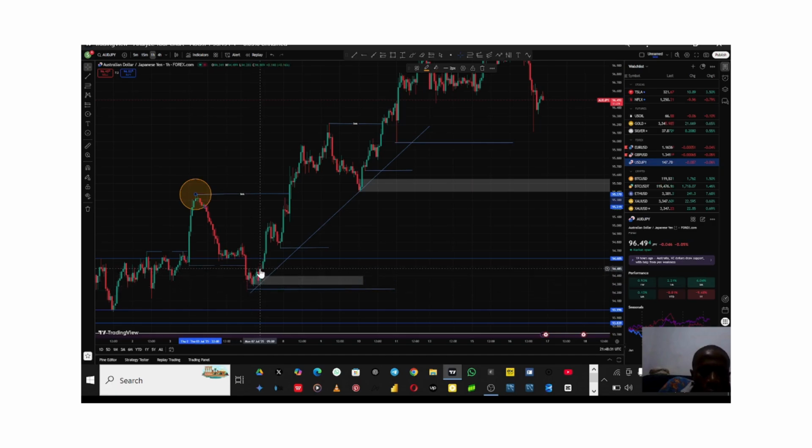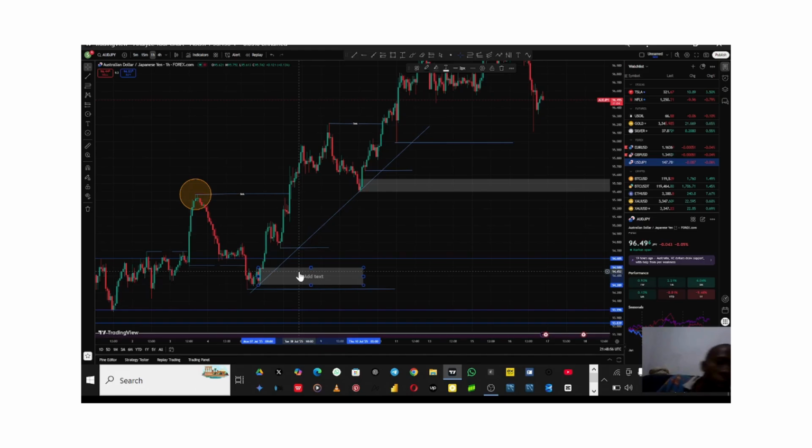And this candle printed a CHOCH. It printed a fair value gap. Yes, printed it here. So there's a fair value gap here, and you can also consider it as a valid order block, right?